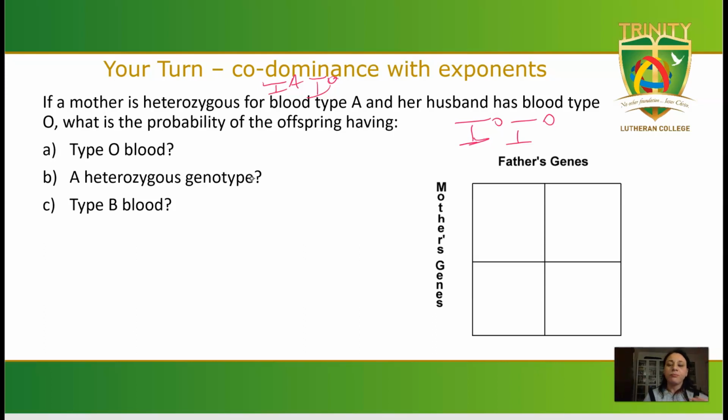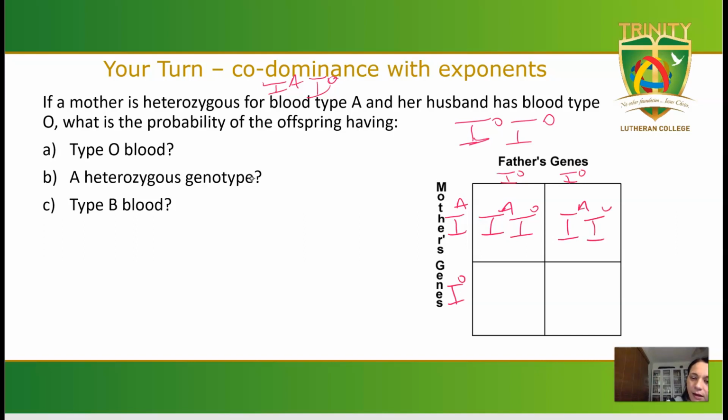Okay, hopefully you've had a go at that. Let's see how you went. So, father was type O, so he's I^O I^O. And mother is type A, but she's heterozygous, so she also has an O. So this one's going to be A-type blood, heterozygous, I^A I^O. This one's also going to be I^A I^O. This one's going to get two little o's, and so is this one. So, what are the chances of the offspring having O-type blood? Well, that's this one and this one, so that's 50%.